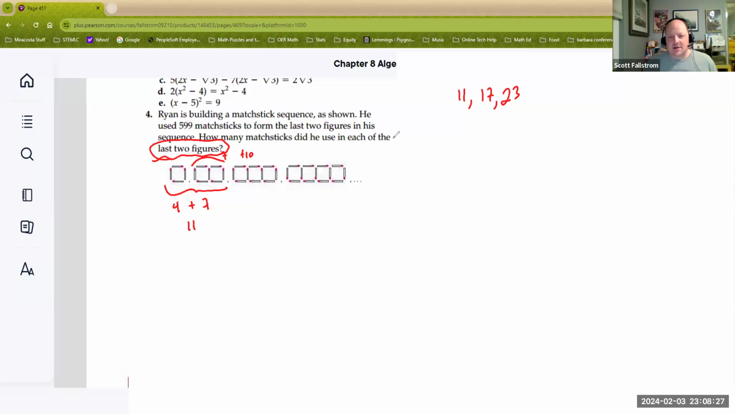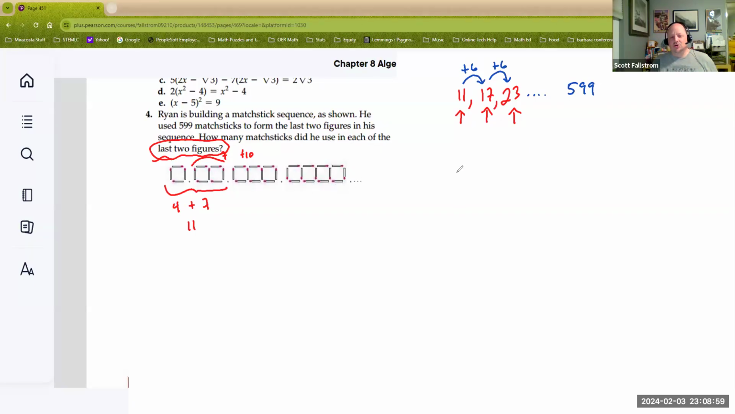As I look at this, this is the first 2 figures added together. This is the second and the third figure added together. This is the third and the fourth figure added together. And I'm noticing a bit of a trend, right? I can see I'm adding 6, and then I'm adding 6, dot, dot, dot. Now, at some point out here, I have to get to 599.